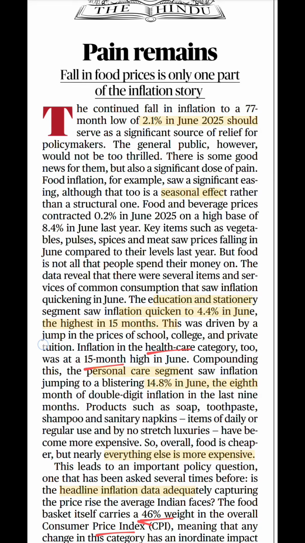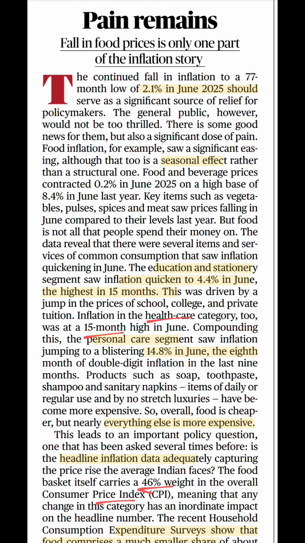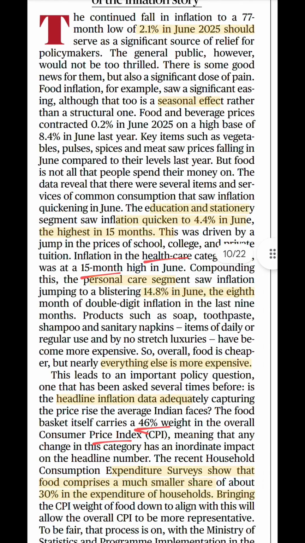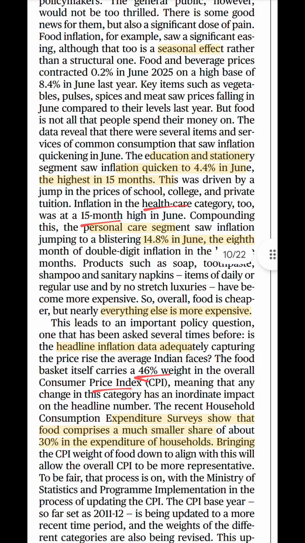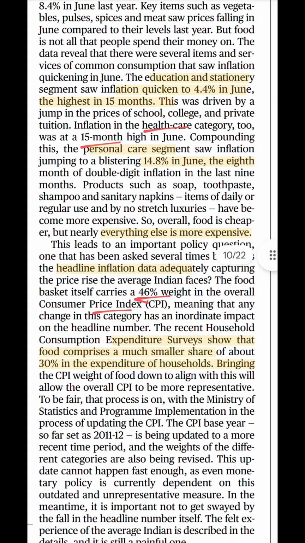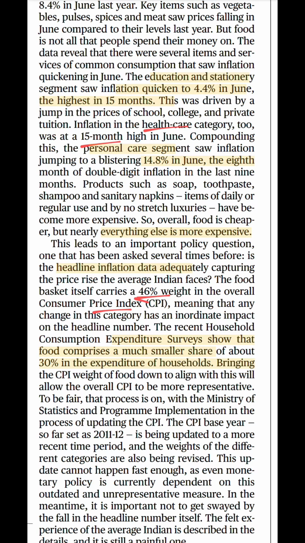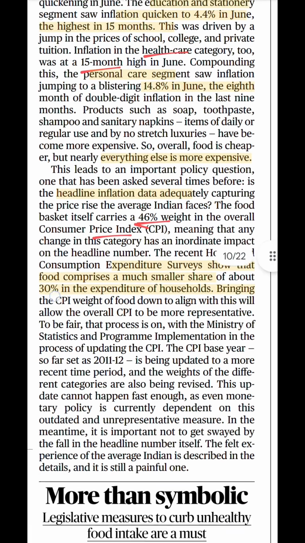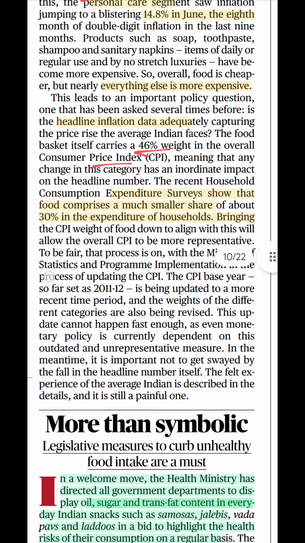The article says that the 2.1% in June primarily reflects food inflation. And also we must understand it is due to the season: good monsoon, good production, good harvest, food and vegetable prices down, and now the inflation is down. But at the same time, people are also looking for education and stationery, and personal care, which are 4.4% in June, the highest in 15 months. Healthcare was also at a 15-month high in June. Health is the most important thing. Then personal care, which is a 14.8% rise, or let's say in double digits consecutively for the past 8 months. So these things are skewed when we see only the headline inflation.